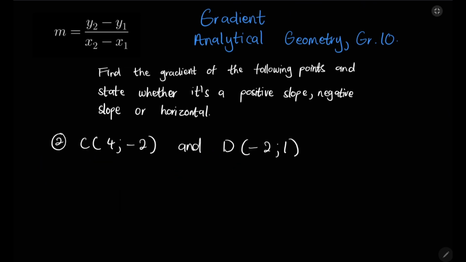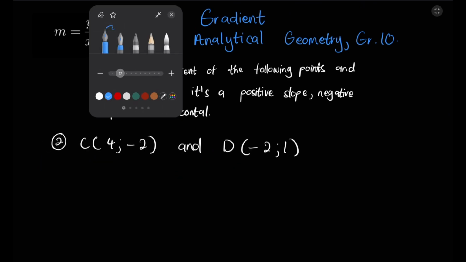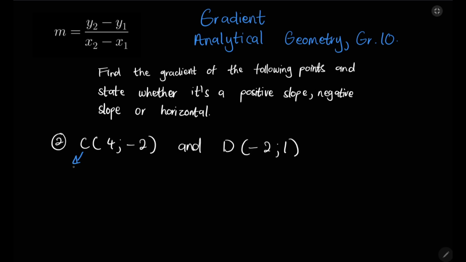For number 2, we have points C and D. Let's start by labeling our points. C will be your point 1, and D will be your point 2. We have 4, which is your x value, and -2, which is your y coordinate. So this should be x1 and y1. For D, we have -2, which is your x, and 1, which is your y. It should be x2 and y2.